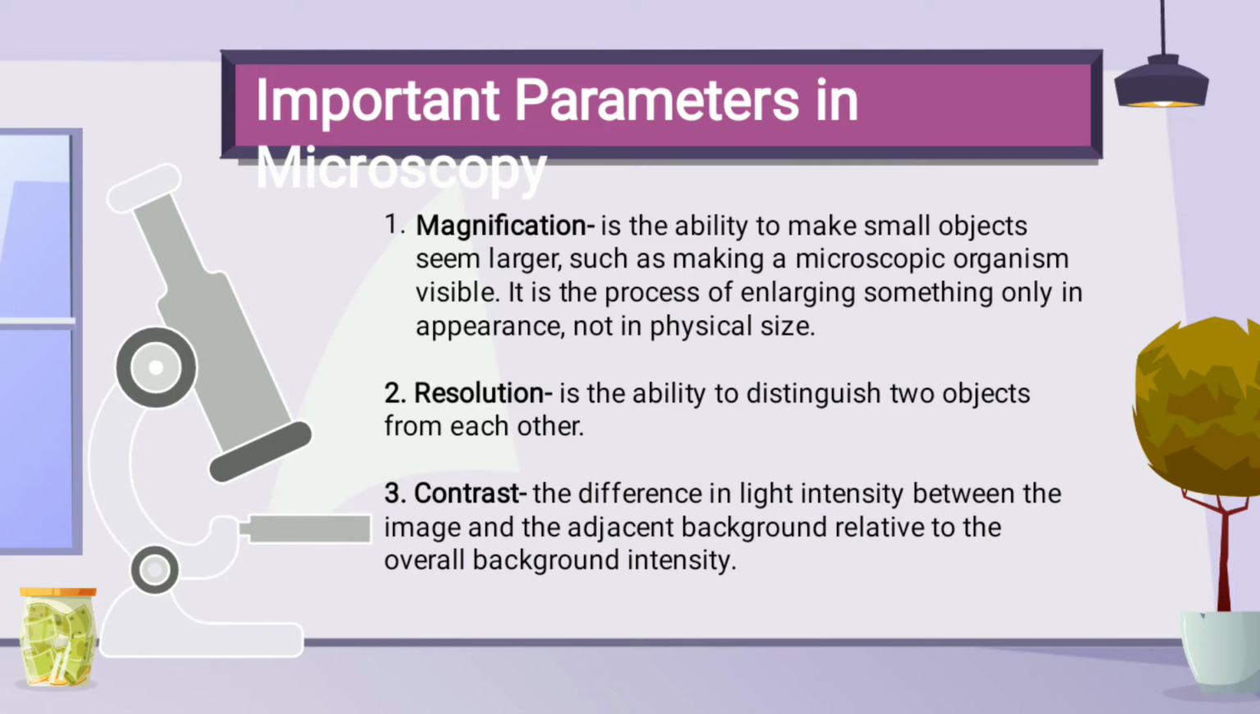Now, there are important parameters in microscopy that we need to understand. We have magnification, resolution, and contrast. Magnification is the ability to make small objects seem larger, such as making a microscopic organism visible. Magnification is the process of enlarging something only in appearance and not in physical size. Resolution, on the other hand, is the ability to distinguish two objects from each other. And contrast is the difference in light intensity between the image and the adjacent background relative to the overall background intensity.